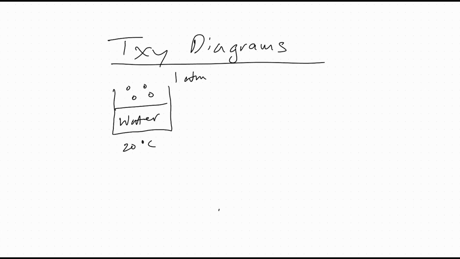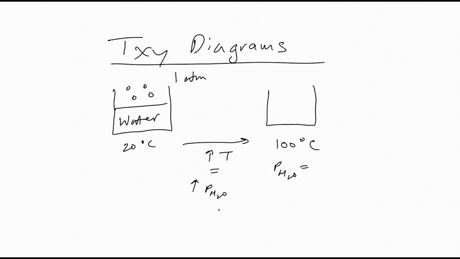And now we're going to heat this up. We're going to increase our temperature, T. As we increase T, that's also going to increase the vapor pressure of our water. And eventually, we reach a point at 100 degrees Celsius where the vapor pressure is equal to the atmospheric pressure, 1 atm, in which case everything is a vapor.